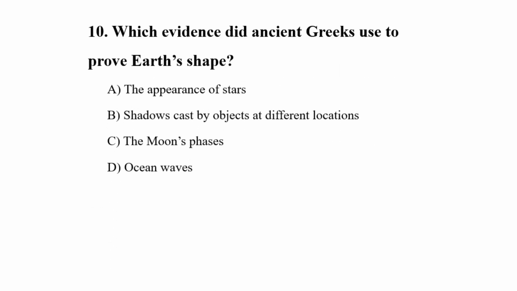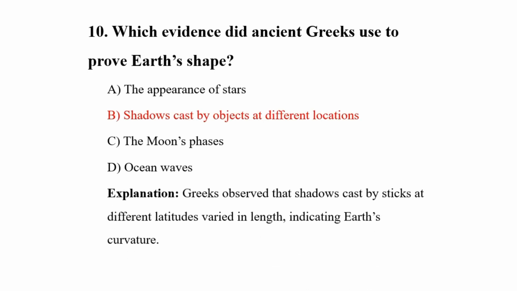Question number 10. Which evidence did ancient Greeks use to prove Earth's shape? A. The appearance of stars. B. Shadows cast by objects at different locations. C. The moon's phase. D. Ocean waves. The answer will be shadows cast by objects at different locations. Greeks observed that shadows cast by sticks at different latitudes varied in lengths, indicating Earth's curvature.